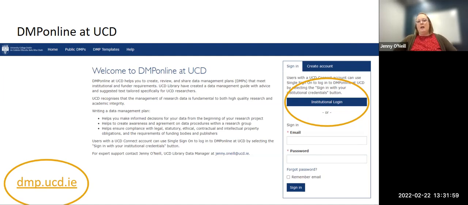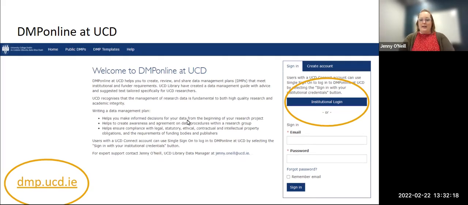So you can go to dmp.ucd.ie. You can log in using your UCD single sign-on. So you don't need to create a new account. It will automatically log you in. If you're using multi-factor authentication, you might need to authenticate, but other than that, it should be a relatively straightforward way to get through to create your DMP.